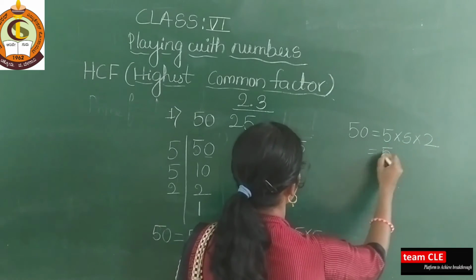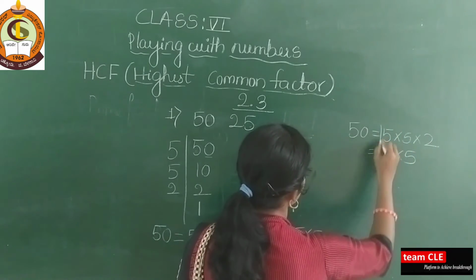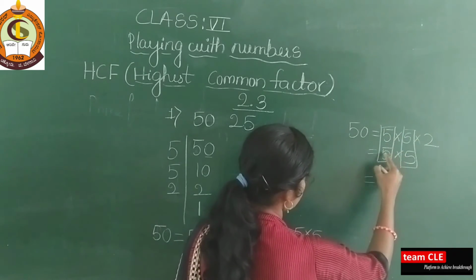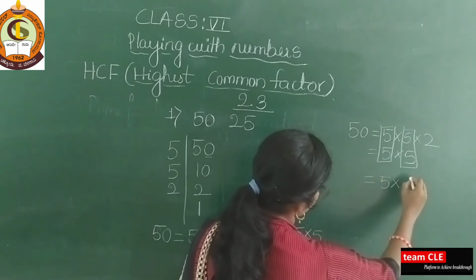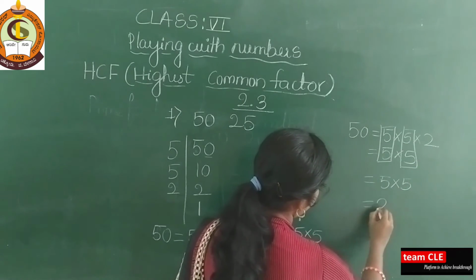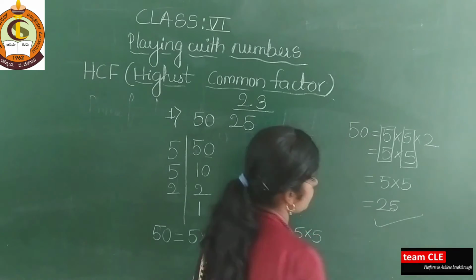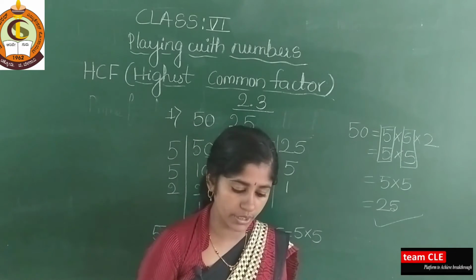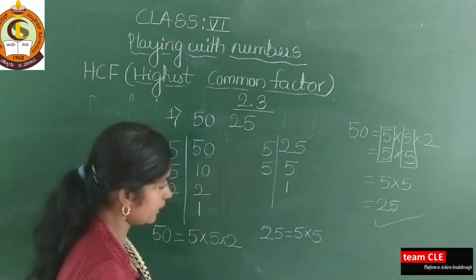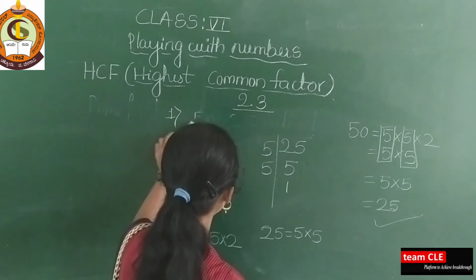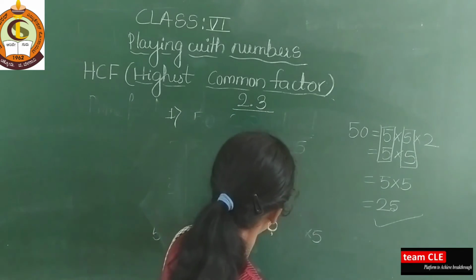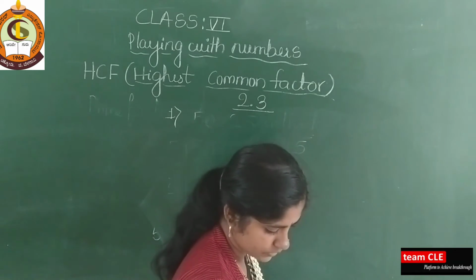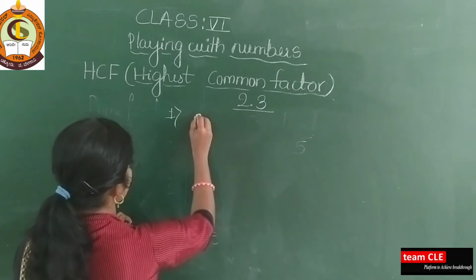Next here what is there? 5 into 5. Here two numbers are repeated, 5 and 5 repeated 2 times, but you take 1 time, and again this number you take 1 time. So 5 5's are 25. Okay, so the HCF of 50 and 25 is 25. Okay, so let's take one more example from your exercise.